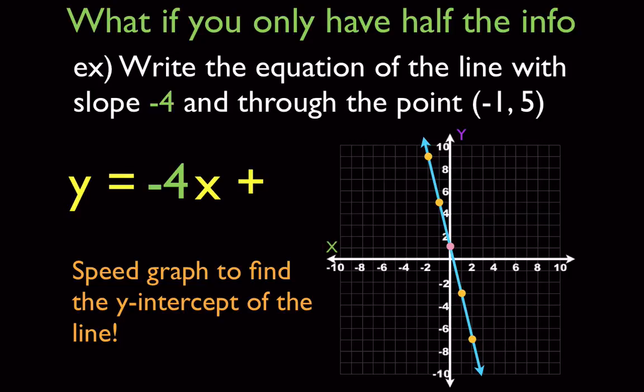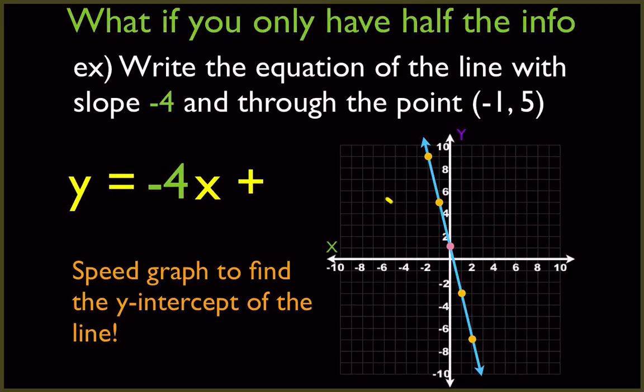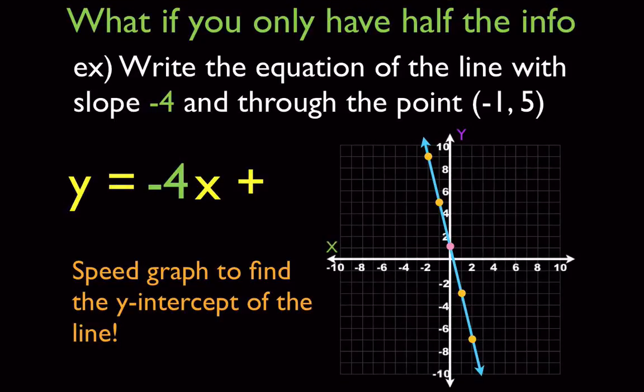Alright, so as you can see, it crosses the y-axis at the point 1 right there. So the y-intercept is 1. So that's all there is to it. We've now created our equation, and we can move on.